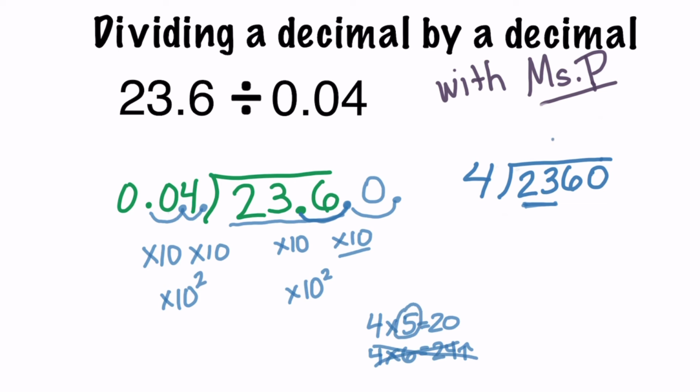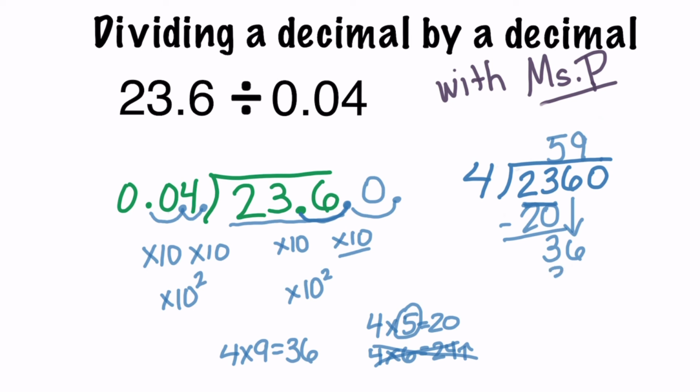4 goes into 23 5 times. 5 times 4 equals 20. 23 minus 20 equals 3. And then we bring down the 6. Okay, how many times does 4 go into 36? If you know your 4's times tables, you know that 4 times 9 equals 36. So we can go ahead and say that 4 goes into 36 9 times.